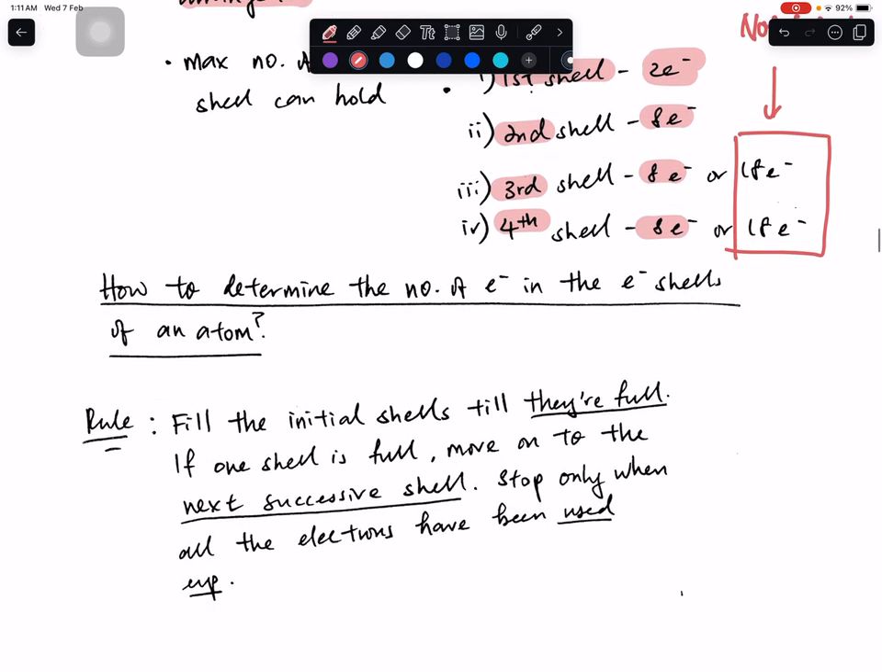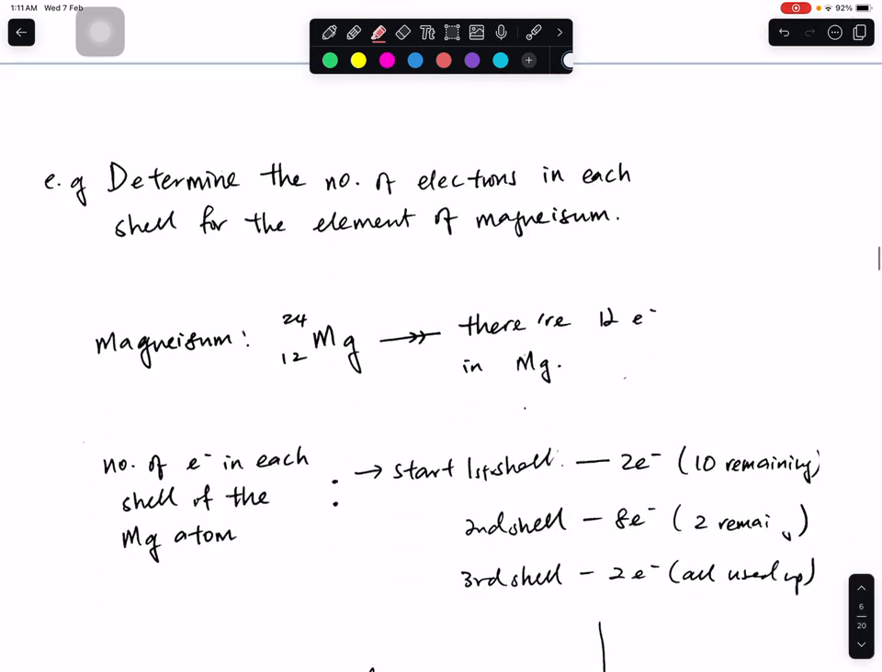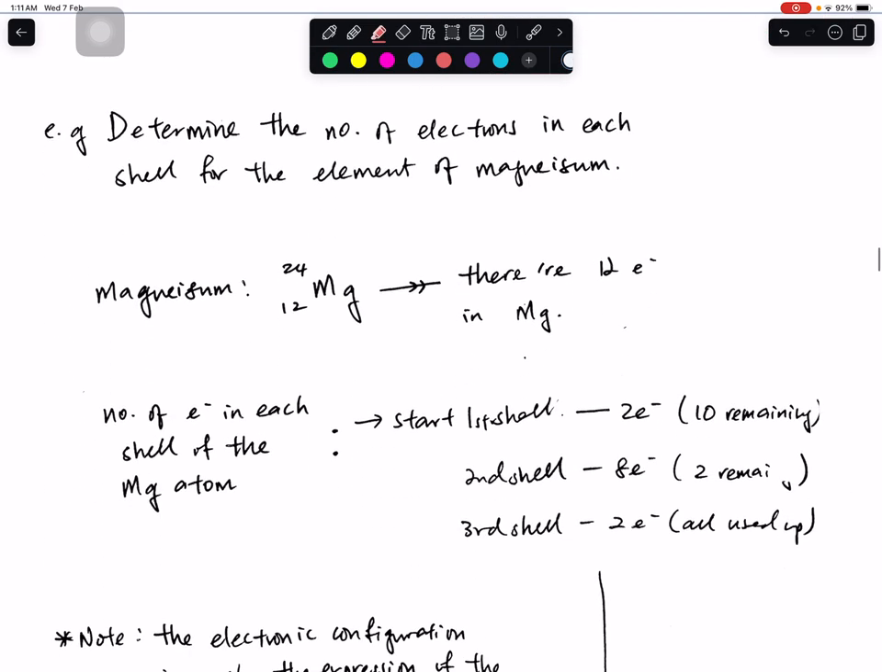Okay, so how are we going to fill up our shells? We will always fill up from the innermost shell until they are full before we move on to the subsequent ones. So if you look here, there's a quick example for you. We have magnesium here, right? You see 12 and 24.